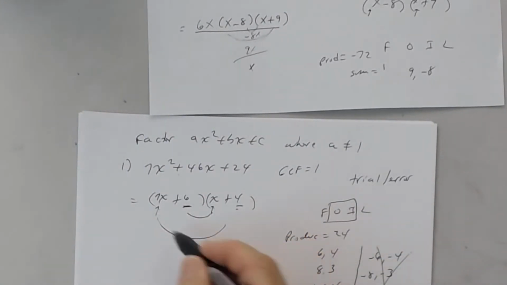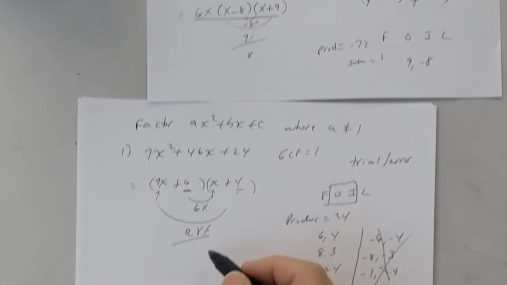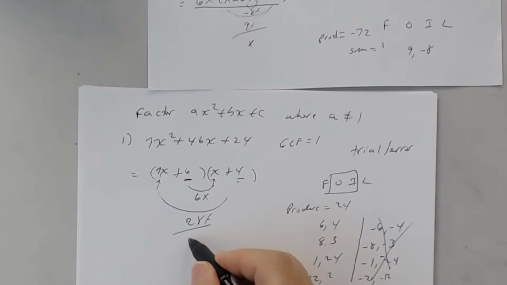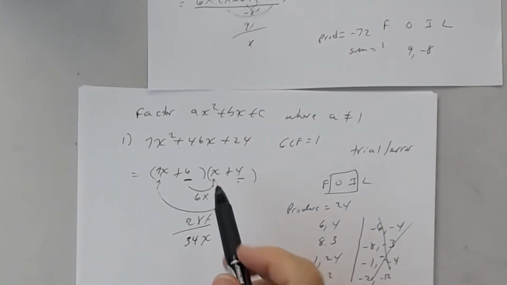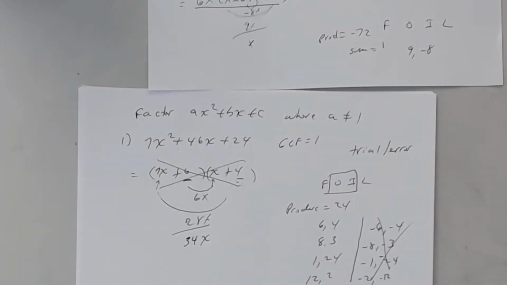Well, what is the outer? 28x. 7x times 4 is 28x. What's the inner? When I add them up, what do I get? 34x? Is that what I wanted? No. So that means that this is not going to be my answer. Trial and error.